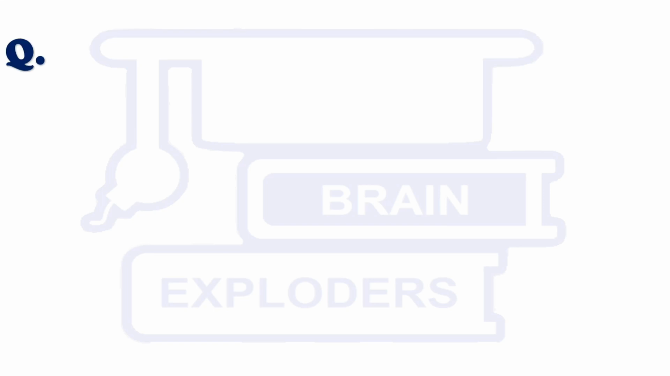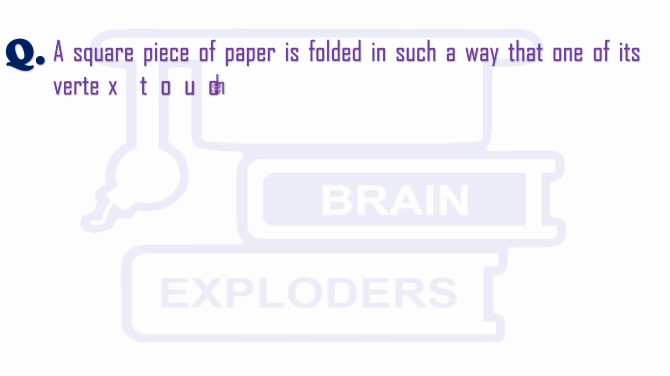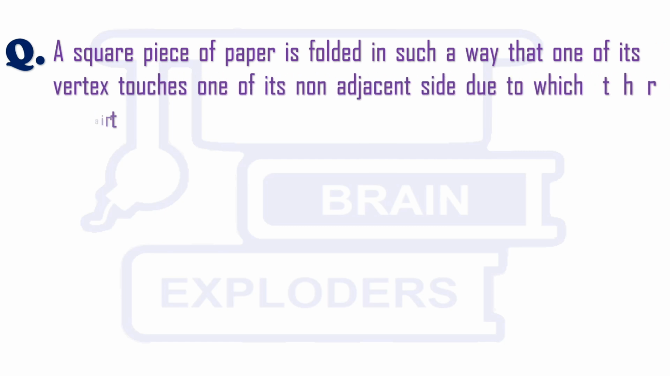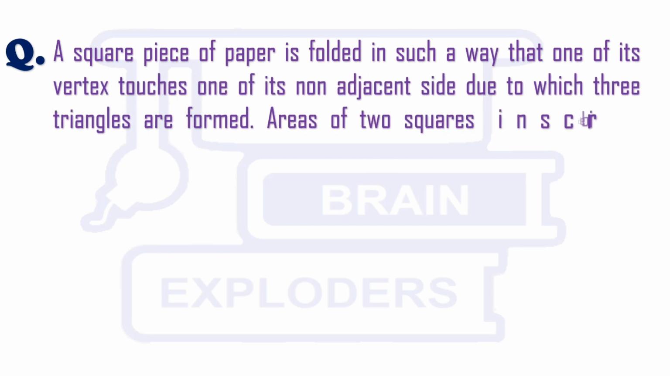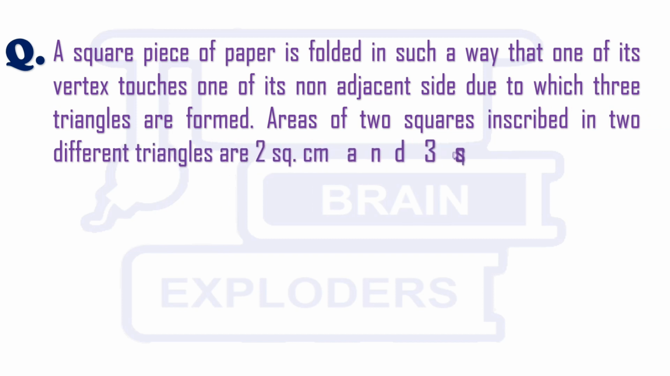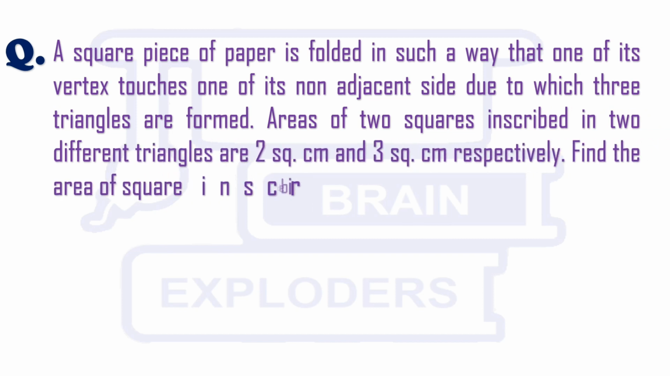A square piece of paper is folded in such a way that one of its vertex touches one of its non-adjacent side, due to which three triangles are formed. Areas of two squares inscribed in two different triangles are 2 square centimeters and 3 square centimeters respectively. Find the area of square inscribed in third smallest triangle.